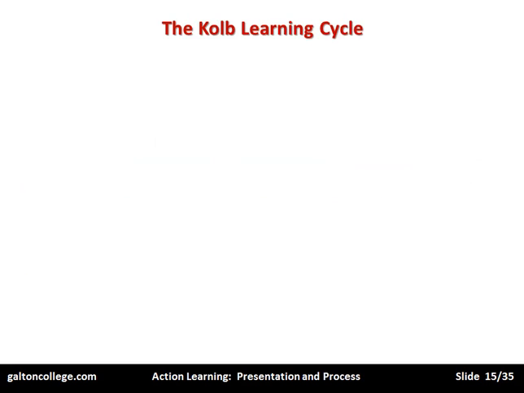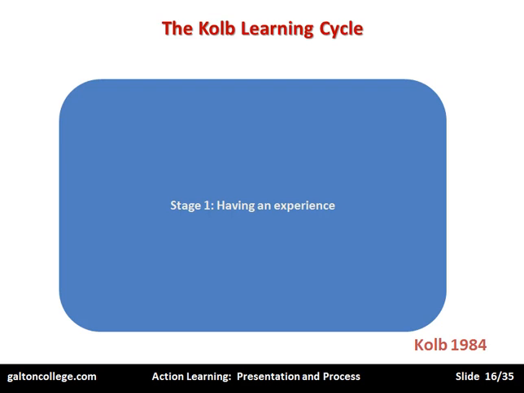Let's look at the Kolb learning cycle because it's so relevant in the context of action learning. With the Kolb learning cycle, we have different stages. The first stage is having an experience. In the action learning situation, there could be a system failure. Part of the system has failed or something has gone wrong. That's the experience. The experience is something is not working. So it's a bad experience.